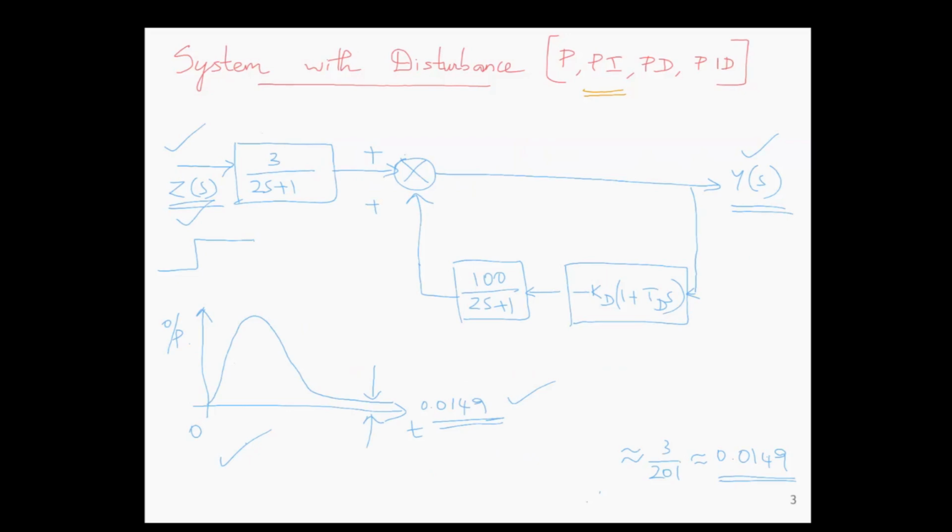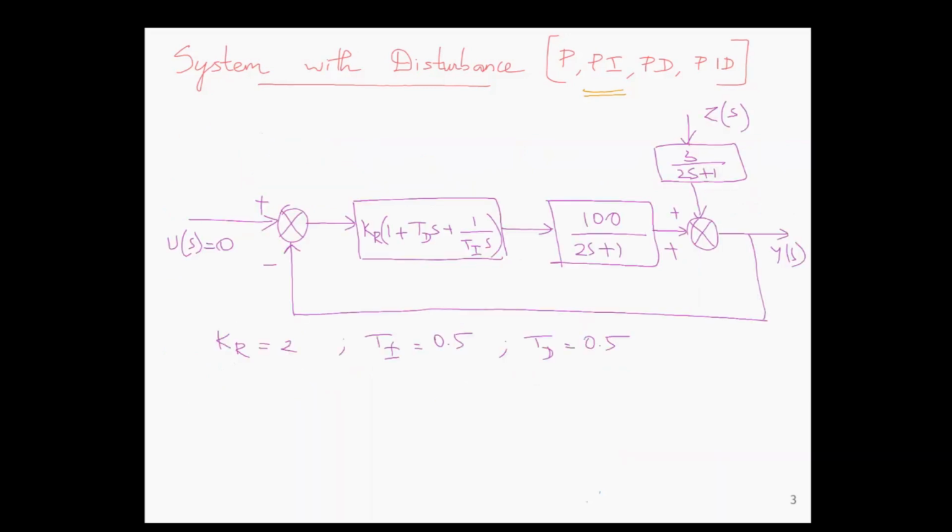Now we will move on to the proportional integral derivative controller. What happens for the same system, with the same disturbance model and step input disturbance, if we use a proportional integral and derivative controller? The general form of the proportional integral derivative controller is KP into (1 plus TD s plus 1 by TI s). This is the integral part and this is the derivative part, with KP as 2, TI as 0.5 and TD as 0.5. We will see what happens to the output.